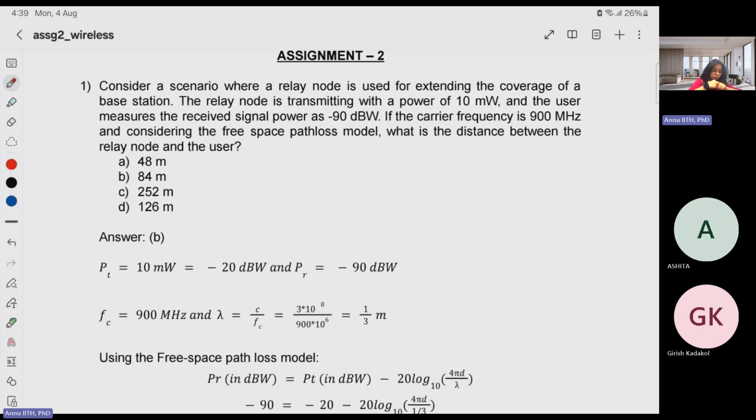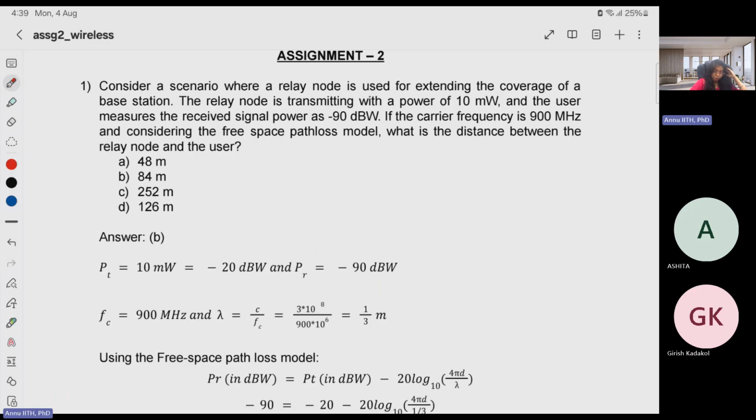Consider a scenario where a relay node is used for extending the coverage of the base station. The relay node is transmitting with a power of 10 milliwatt, and the user measures the received power as minus 90. So it's the PR. If the carrier frequency is 900 megahertz and considering the free space path loss model, what is the distance between the relay node and the receiver? It's not the distance between the transmitter and receiver, it is the relay node, and the relay node's power is given.